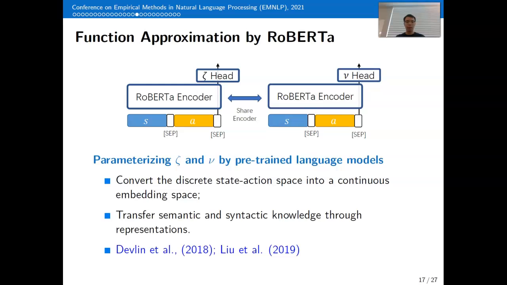To further improve the performance, we apply function approximation by using RoBERTa. It converts the discrete state action space into a continuous embedding space, and it transfers the semantic and syntactic knowledge through representations.